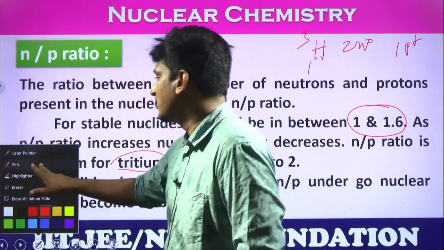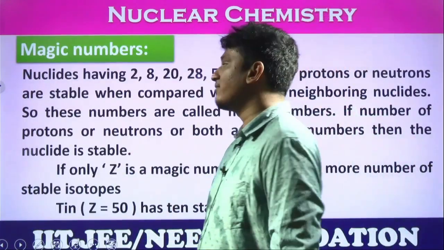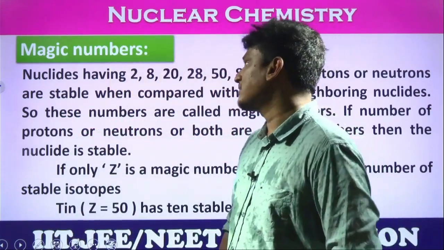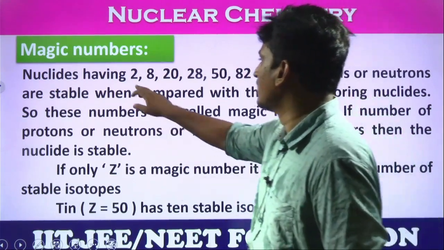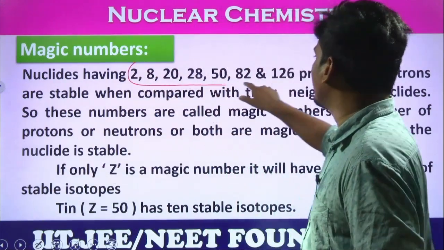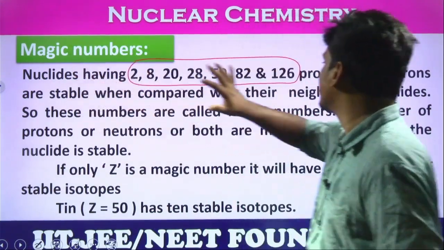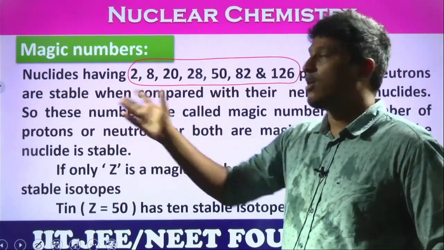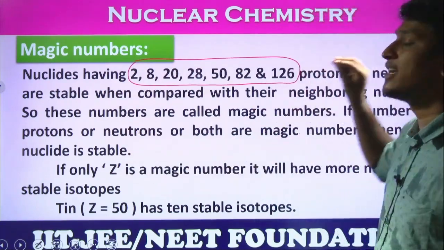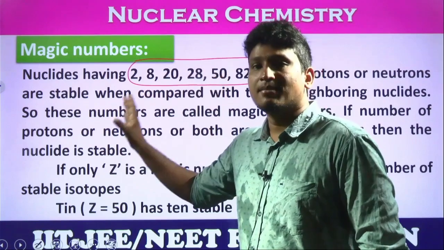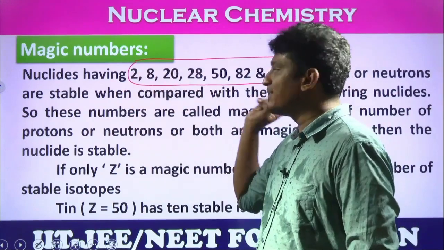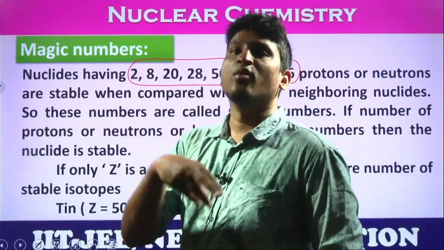Right, next. The third factor is magic numbers. This is given based on a model, the nuclear shell model, by the scientist Wigner. Nuclides having the numbers 2, 8, 20, 28, 50, 82 and 126, either that number of protons or that number of neutrons, or both protons and neutrons with that number, become stable. Nuclides with these numbers in the nucleus are said to be more stable.